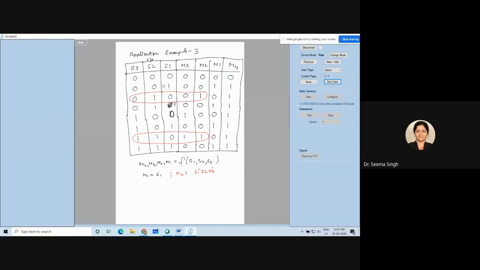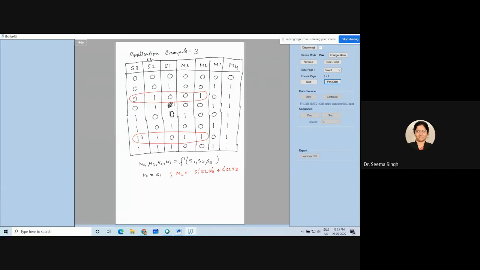Can we do it directly like this in the exam also? Yes, you can. If it is taking less time, you can do that. But you should not make a wrong answer trying to make it fast. So this one is S3 bar, S2, S1 bar. I wrote that. Then the other one is S1 bar, S2 and S3, right?